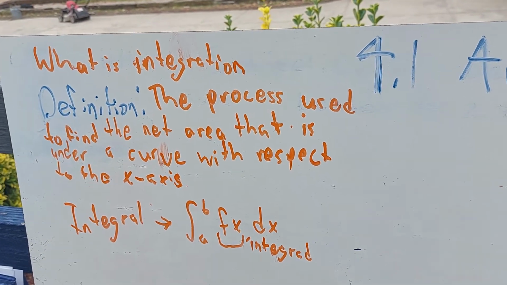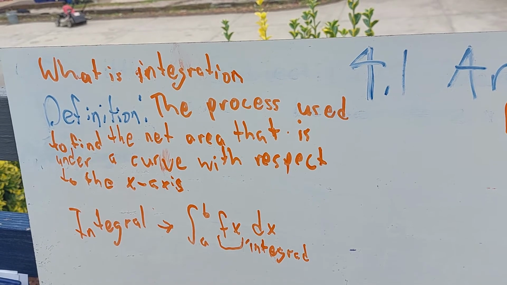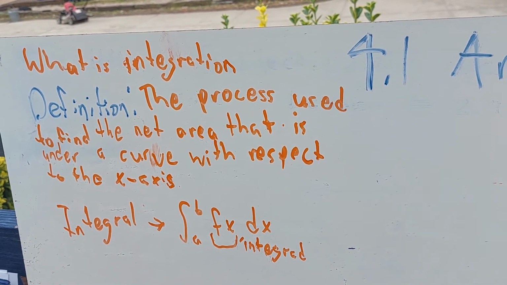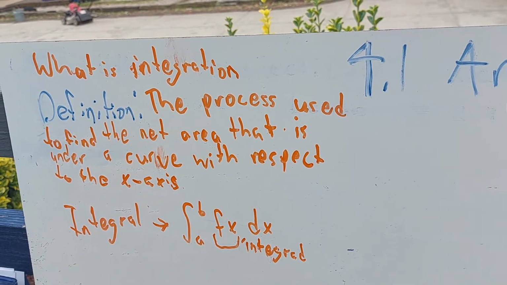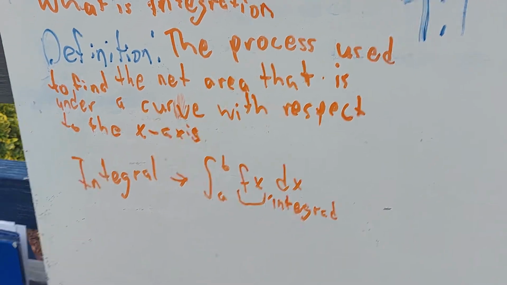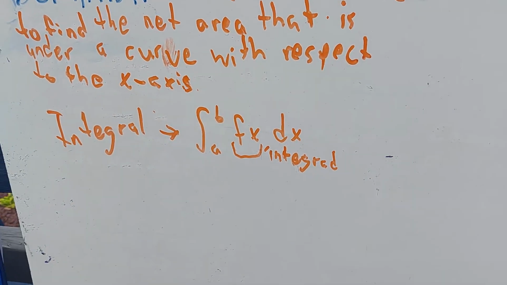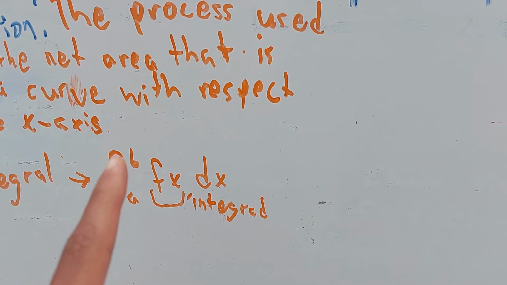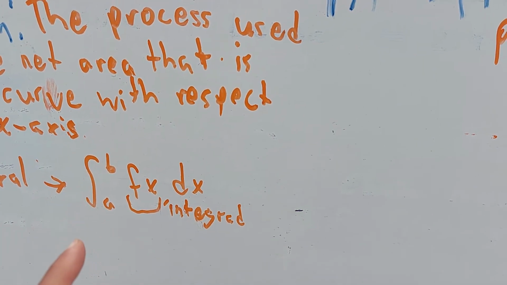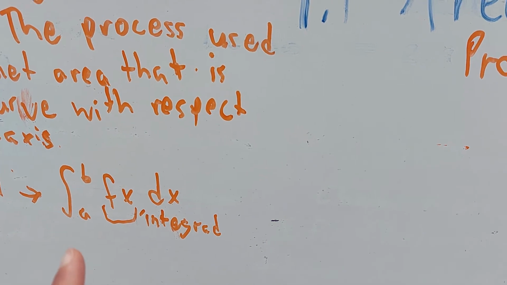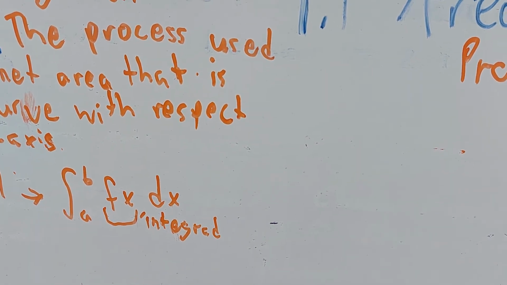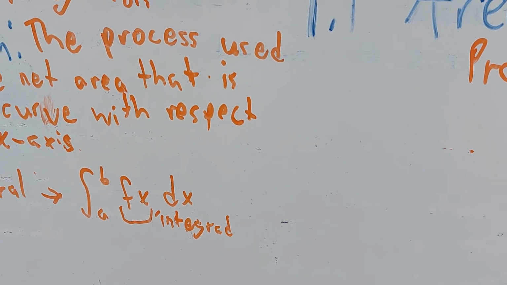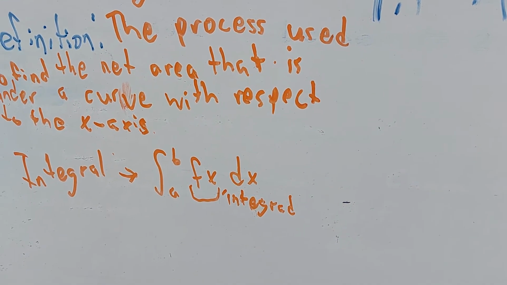What is integration? Integration is the process used to find the net area that is under a curve with respect to the x-axis. An integral is shown right here. It has the upper bound, which is the b, and the lower bound, which is the a, and then a function, which is called the integrand. The dx shows that this function is differentiable.